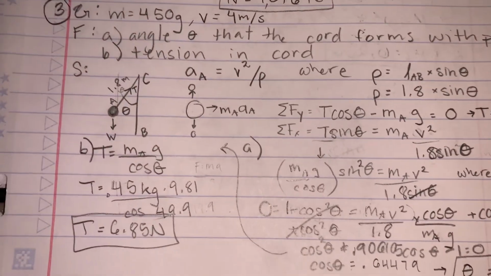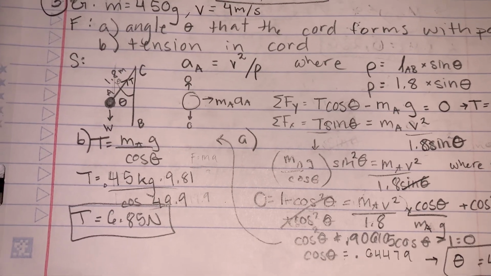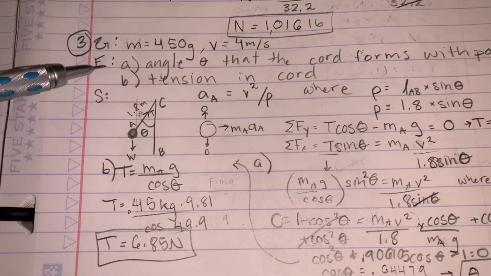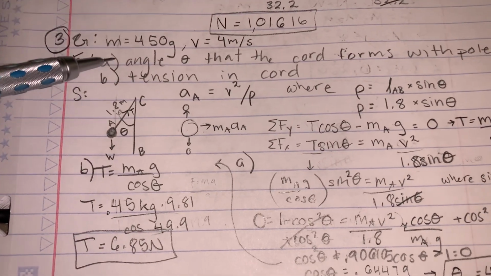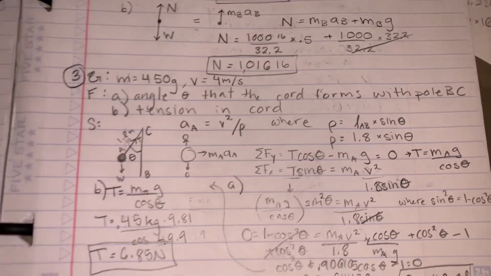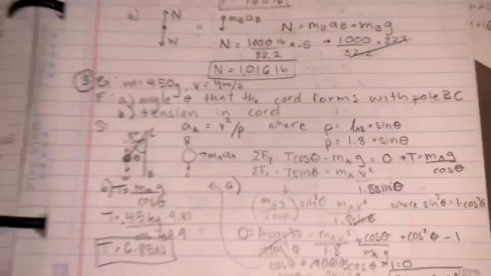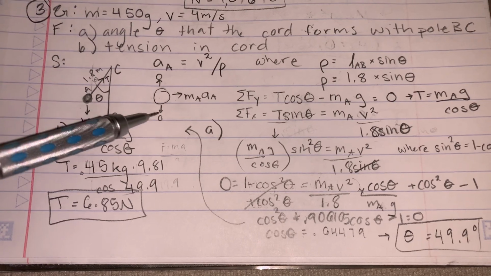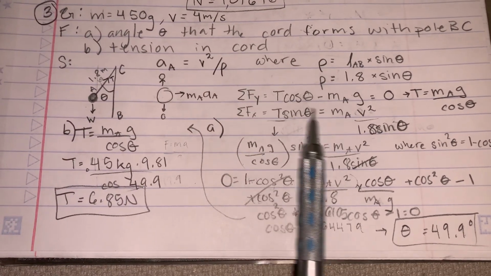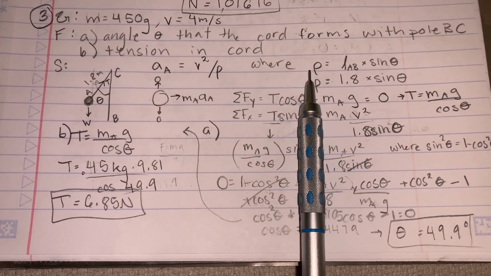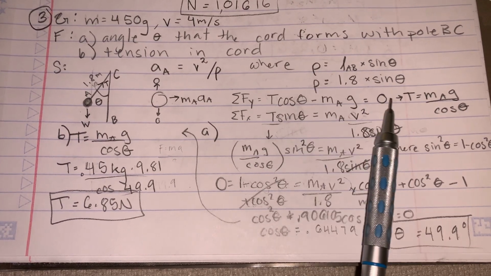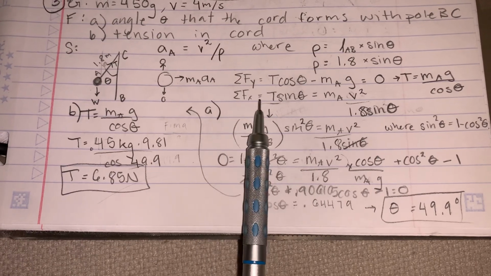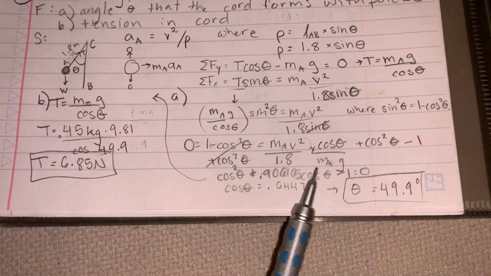For number 3, there's a tether ball going around a pole, and then it's asking to find the angle that the cord forms with the pole and the tension in the cord. So I have my diagram here. I have my sum of my forces. I have this equation where rho equals L times sine theta. We solve for it on the right here.